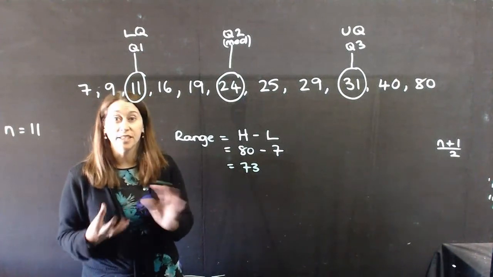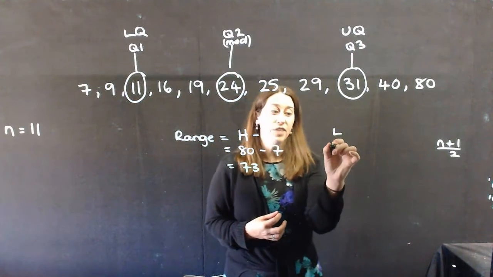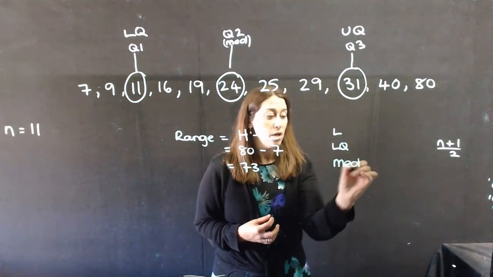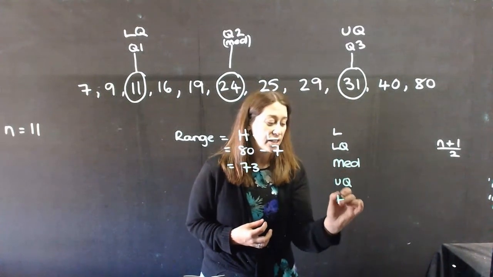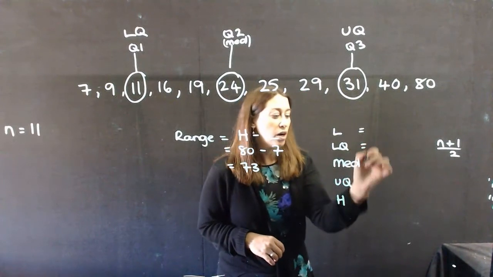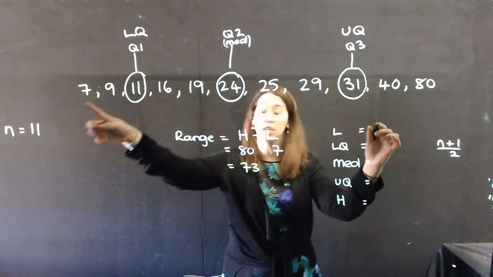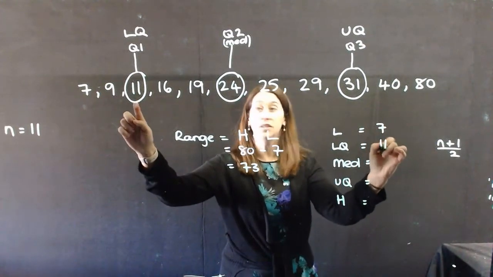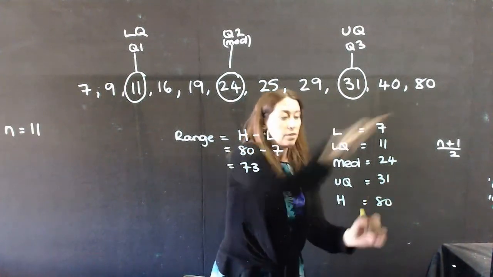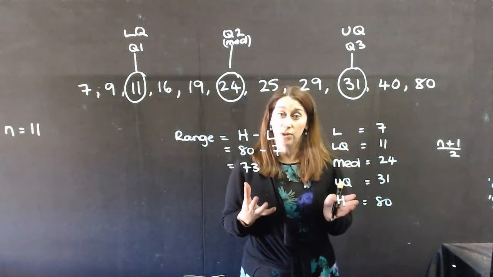All right, let's look at this 5-number summary then. So a 5-number summary starts with the lowest, the lower quartile, the median, or quartile 2, the upper quartile, and the highest number. So 1, 2, 3, 4, 5. That's our 5-number summary. So I'm going to just list those because I said we would talk about listing a 5-number summary. 7, 11, 24, 31, and 80. You can also use the 5-number summary to draw what's called a box and whisker plot, and that's in a later video.